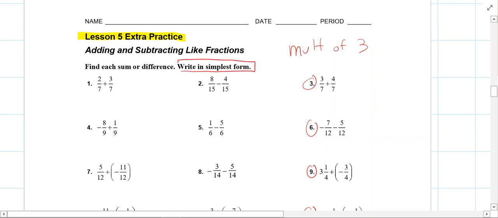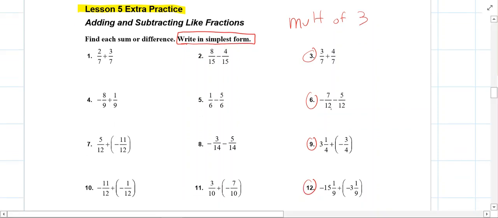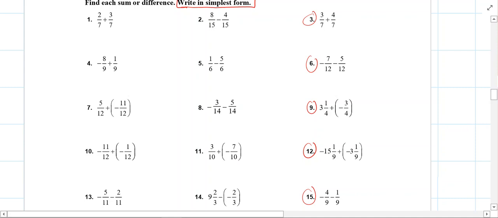Simplest form. If you don't do simplest form, you're going to end up not getting the point for it. I'm stressing that on you guys. Make sure you use simplest form. All right, number 6 has like denominators. Let's find one that looks like number 6. Look at number 8. This looks like it.